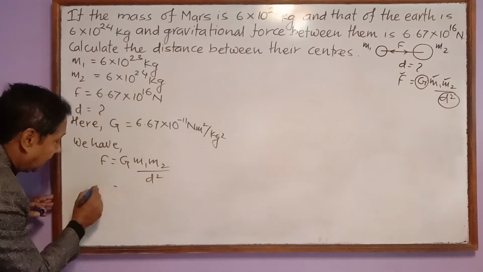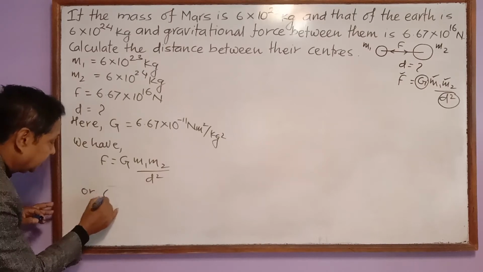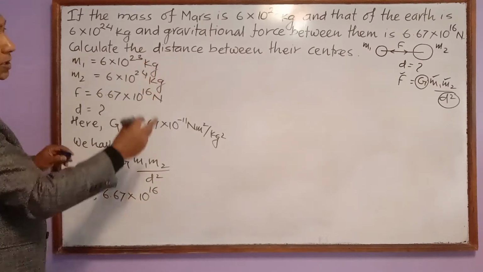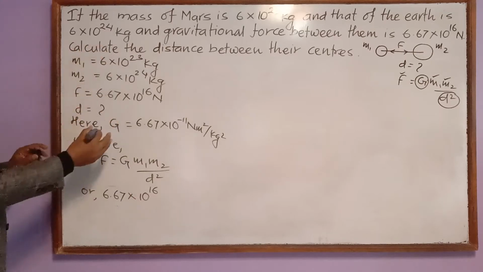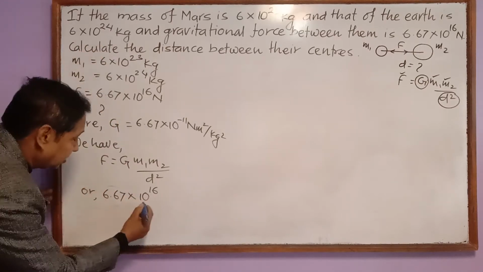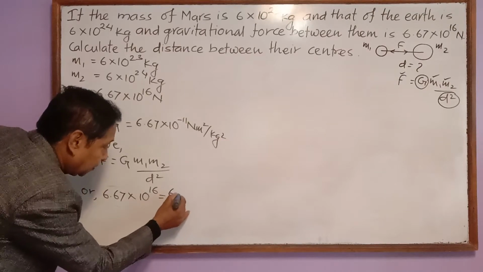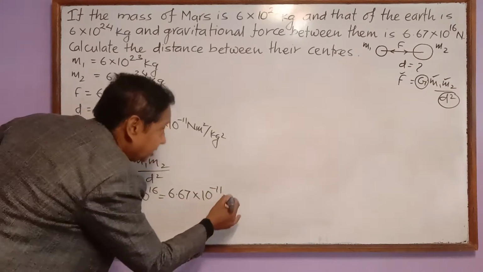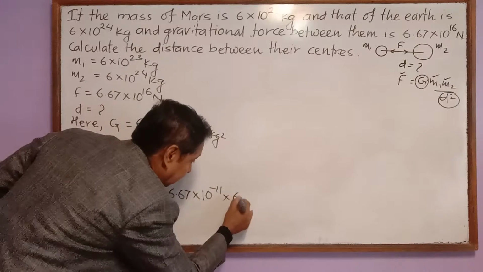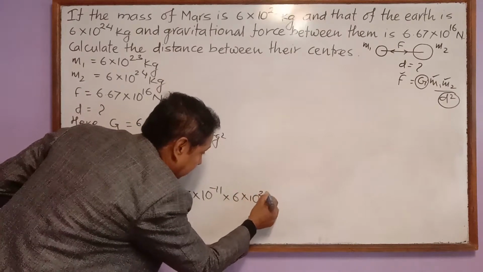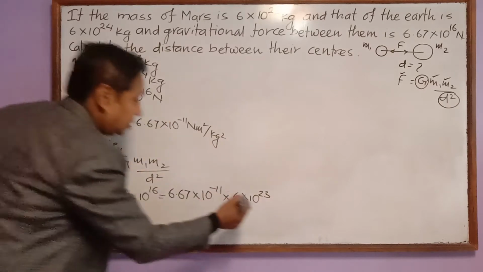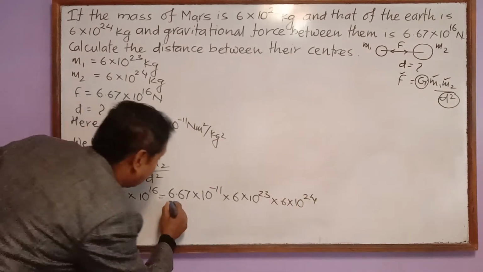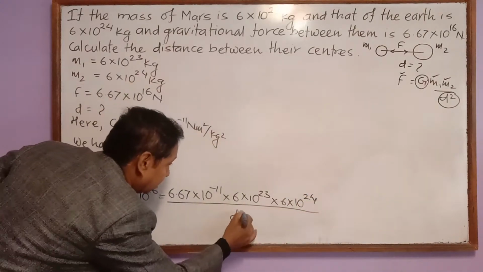Now here F is given, how much is it? 6.67 into 10 to the power 16. We are not writing the unit in the process. Unit has to be written in the given and in the answer only. F equal to 6.67 into 10 to the power 16. This is equal to 6.67 into 10 to the power minus 11. And m1 is given, what is it? Look at this, 6 into 10 to the power 23. And m2 is also given, 6 into 10 to the power 24. And the distance between them has to be calculated, and that's why I'm writing D square.